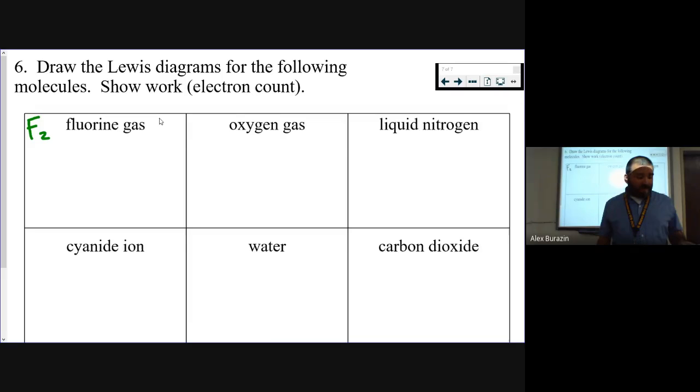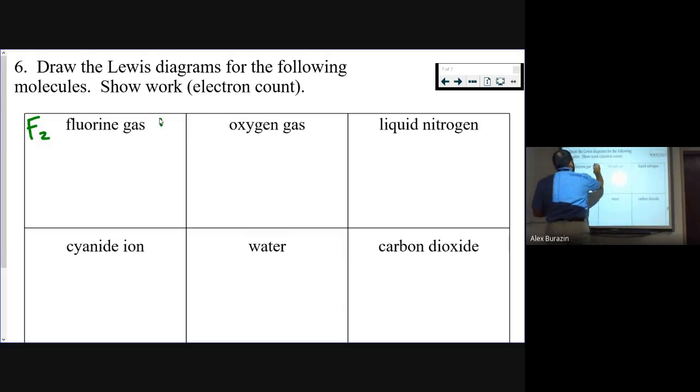Now, the question is what's the total number of valence electrons that we have to work with if our molecule is 2 fluorines? Well, we go to the periodic table. Fluorine is in the 7th or 17th column. It just depends upon what periodic table you're using. It has 7 valence electrons. So I have 2 fluorines. They each have 7. I have 14 total valence electrons to work with. And I'm going to write that in the top right corner. Okay.